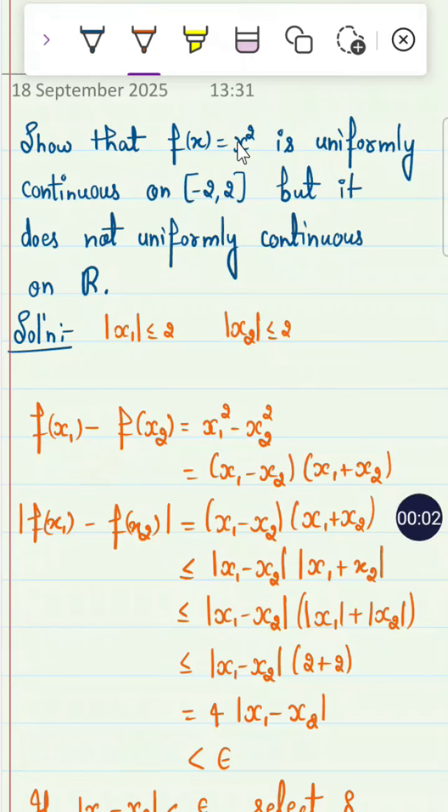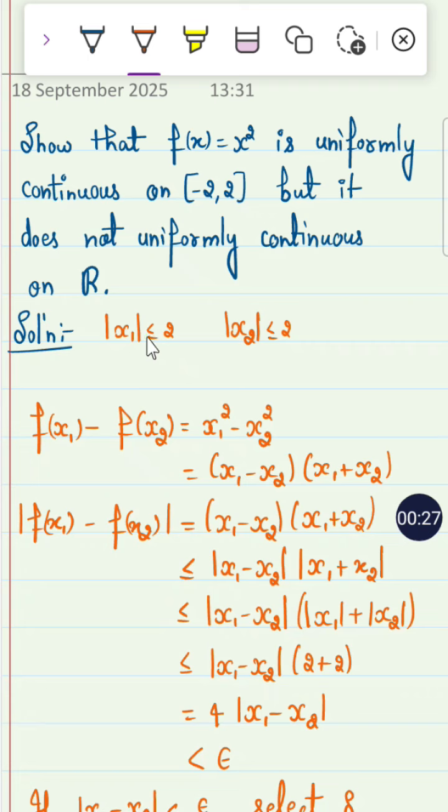Show that f(x) = x² is uniformly continuous on the closed interval [-2, 2], but not uniformly continuous on R. That is, x² is a function which is uniformly continuous on a closed interval, any type of [-1, 1], [-2, 2], [a, b], but it is not uniformly continuous on the whole of R. Now let us prove it.